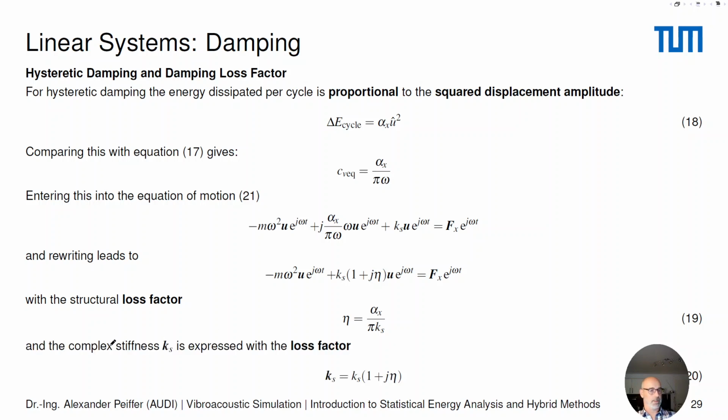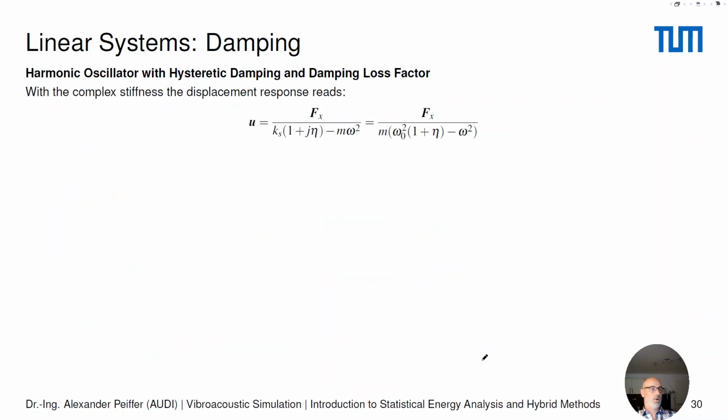That means we can introduce a kind of complex stiffness, which is a combination of the real stiffness factor of the spring plus the complex term given by the loss factor. Okay, using all this, our frequency response also looks different. We can write this in this form again. We do not have this complicated relationship.